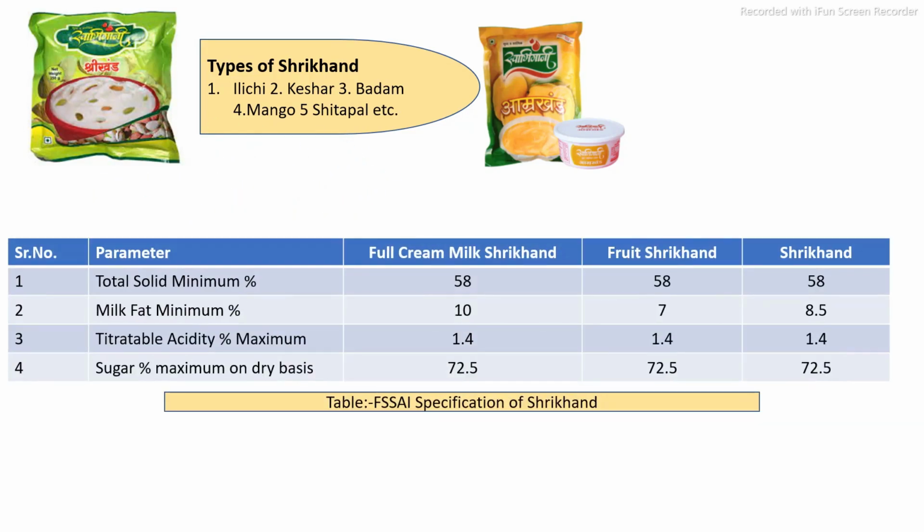The minimum requirements of the final Shrikhand products: the minimum fat content must be at least 8.5% for Shrikhand. If we use full cream milk, then it must be declared as full cream milk Shrikhand, with fat content of 10%, and the sugar percentage must be not more than 72.5% on the dry basis. These are the specifications with respect to full cream milk Shrikhand, Fruitkhand and Shrikhand.